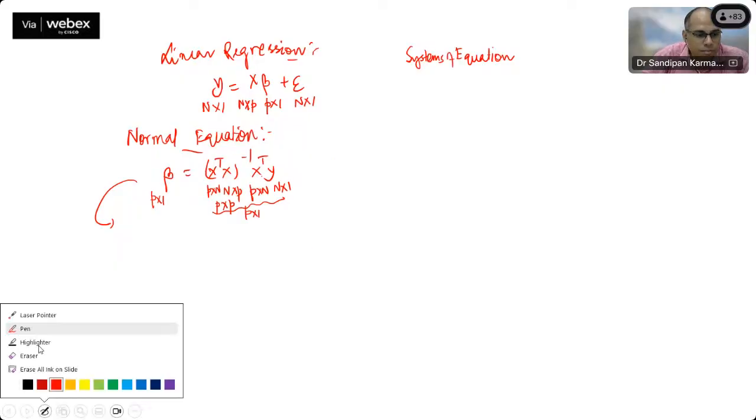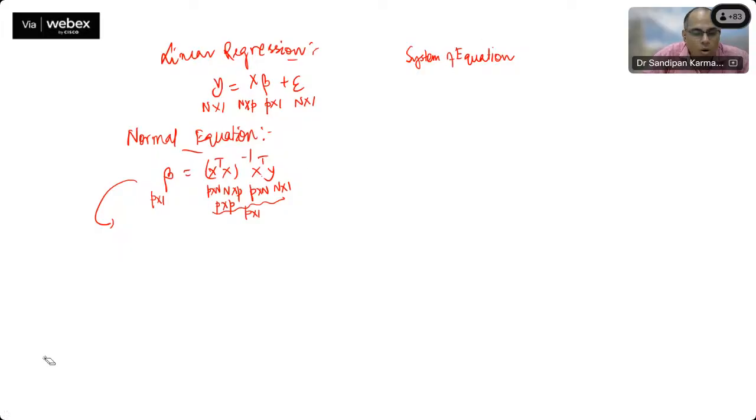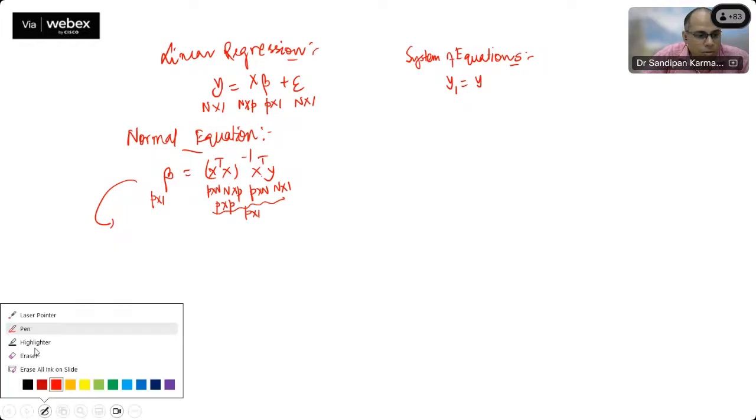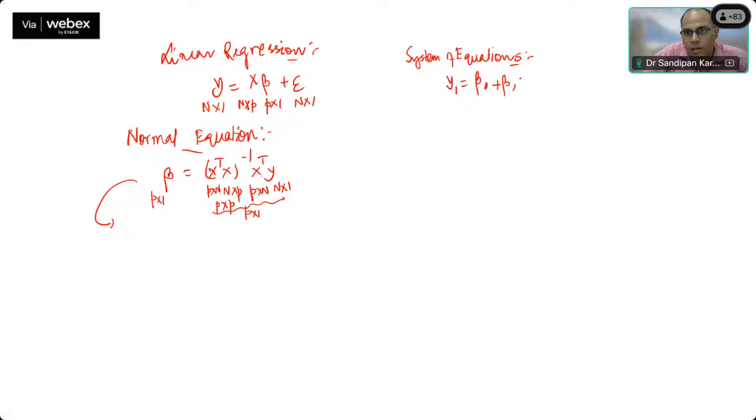Systems of equations. So what is the system of equations? Suppose y1 equals beta naught plus beta 1 x11 plus beta 2 x12, and so on up to beta p x1p. This is the first row of data.